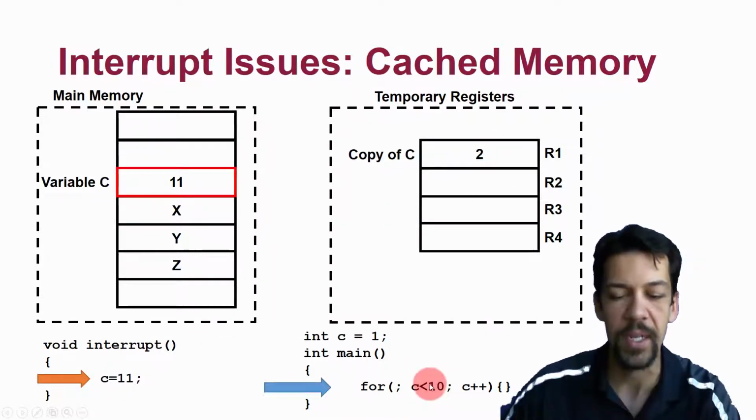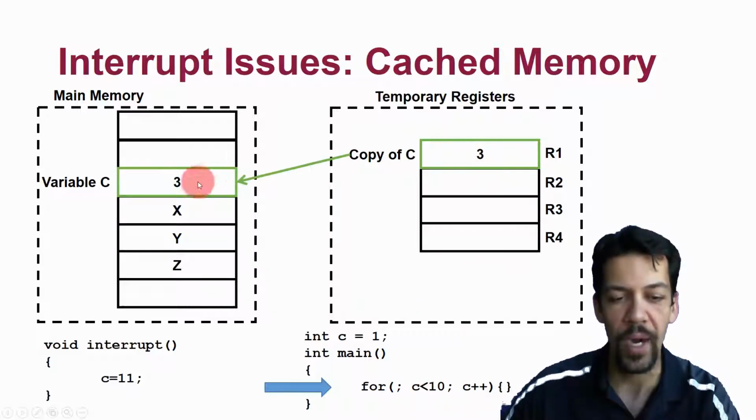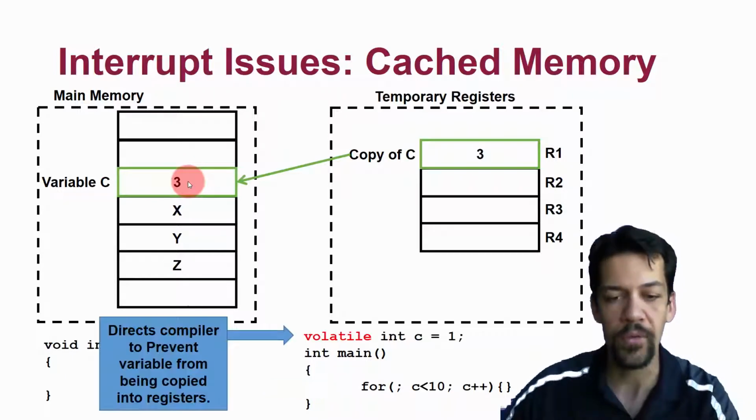So if we paused and handled this interrupt during the time when C is being updated, when we resume, we increment C in our temporary registers in the main function, and that overwrites the variable C in main memory that we had updated with the interrupt, and now it's like the interrupt didn't happen, right? So the way we resolve this is using what's called the volatile keyword.